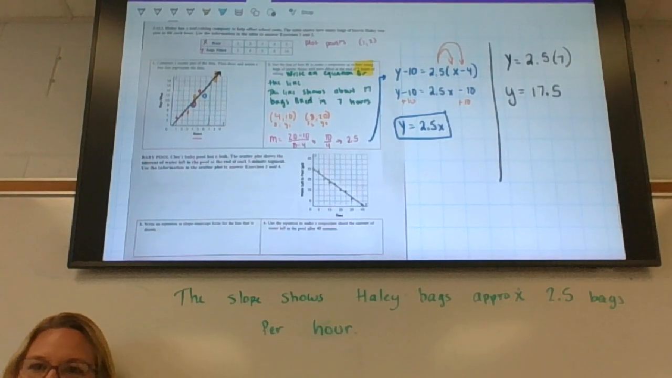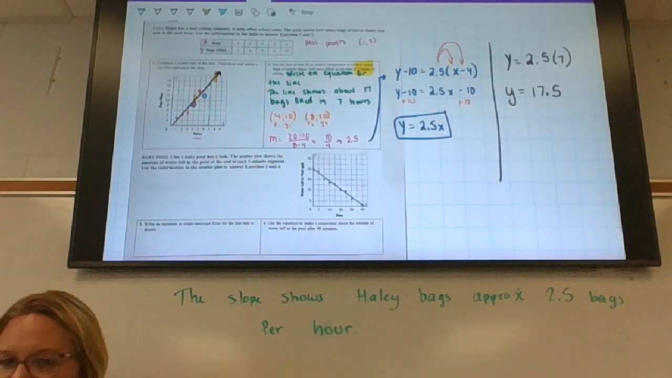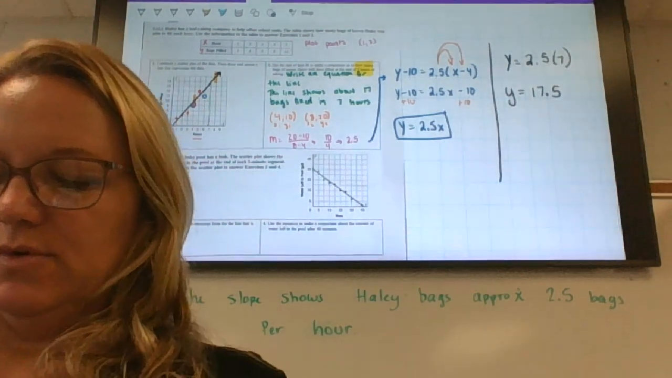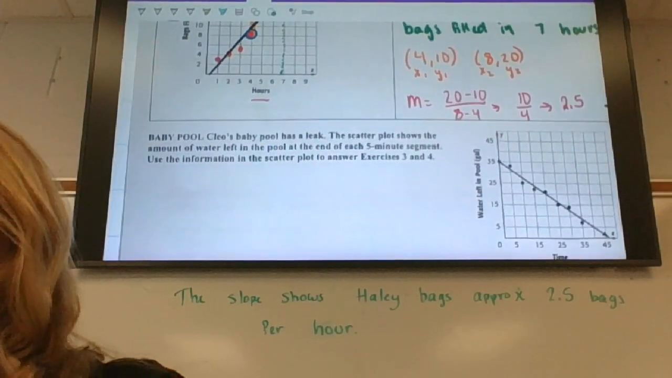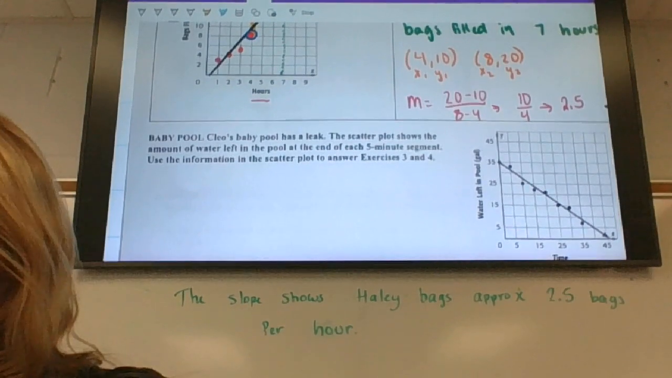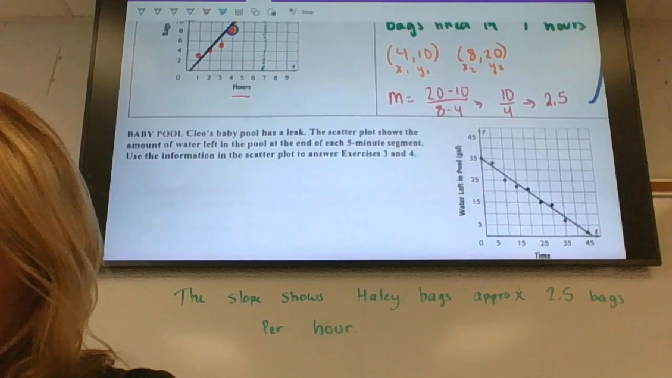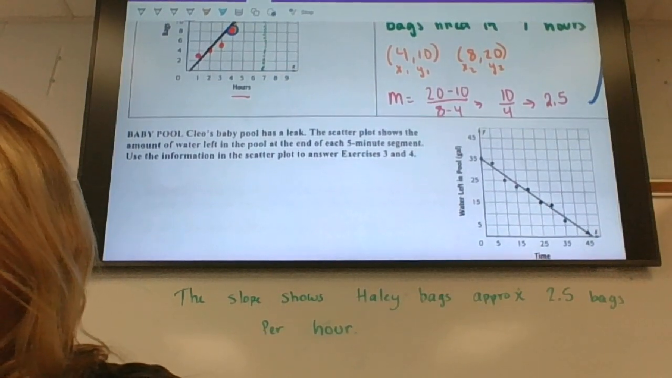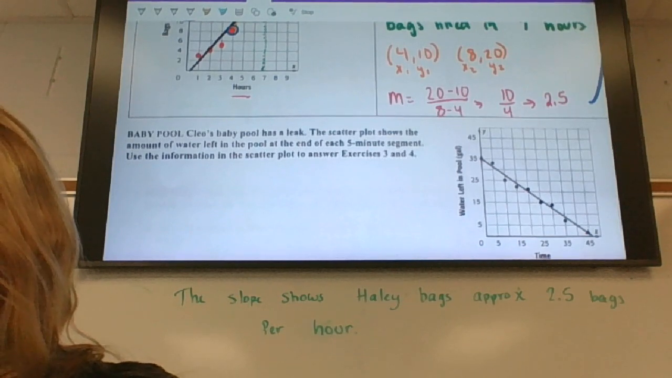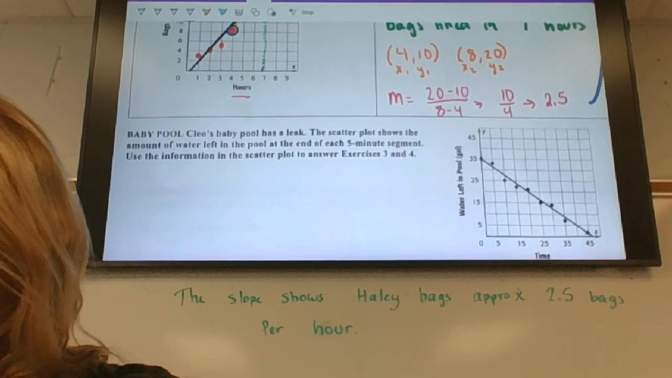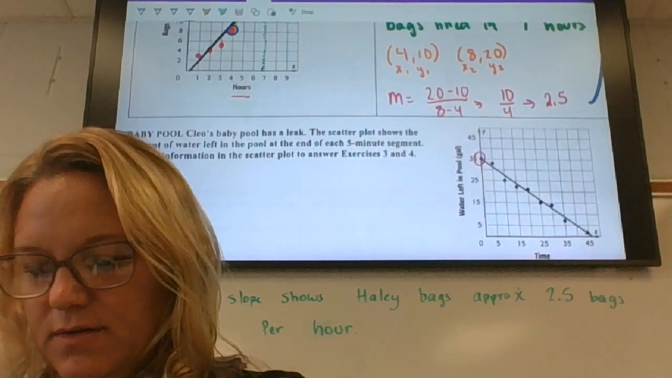Find slope. What points do you want to use? JC, you tell me one point you want to use about this baby pool. I wish we were talking about a big pool, but I can do a baby pool. Pick a point on the line. Is (5, 35) on the line? No. Yeah, (0, 35) is a great one. Let's do (0, 35).